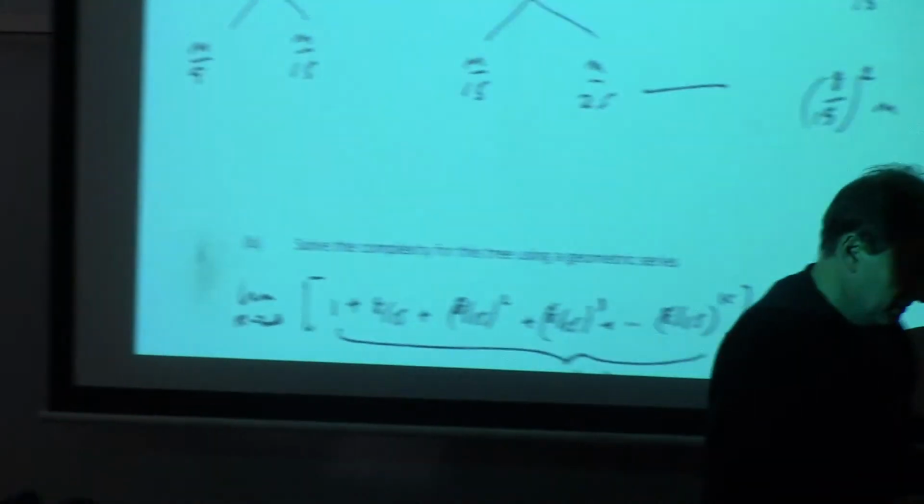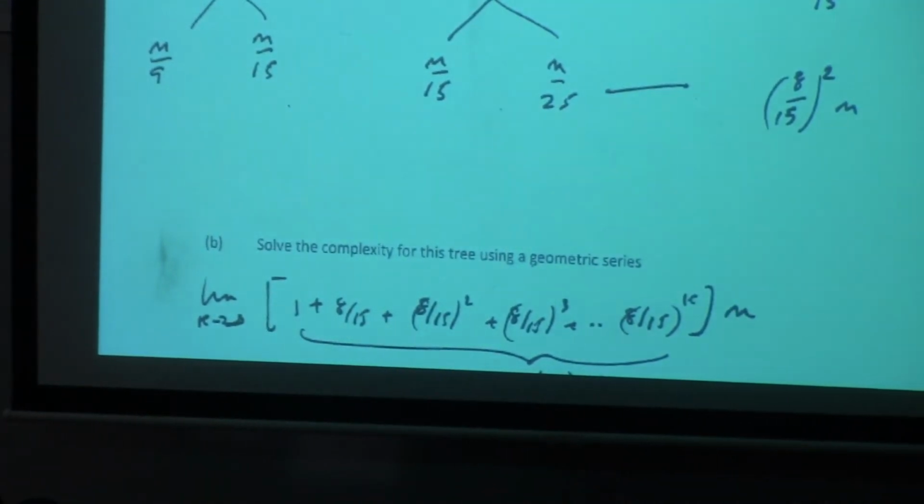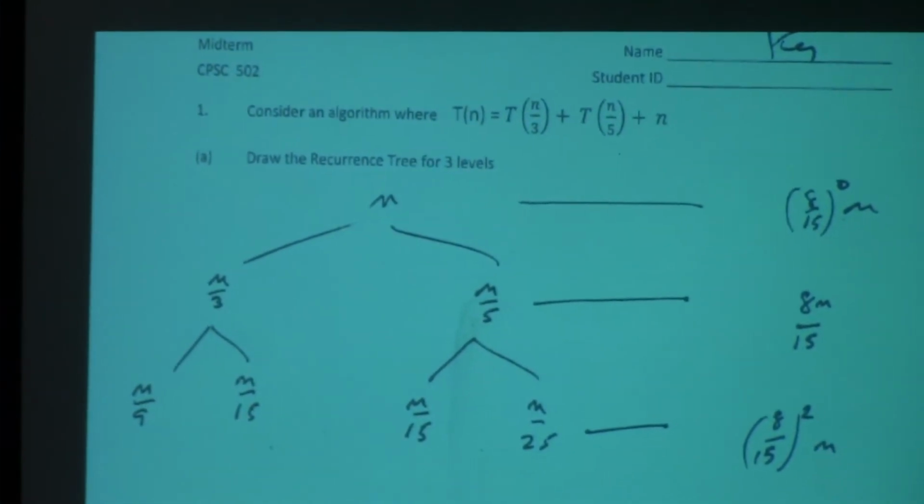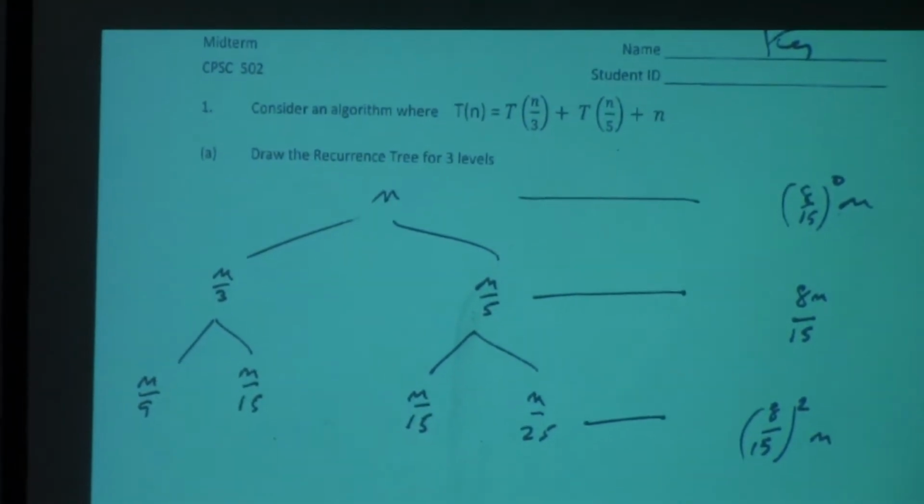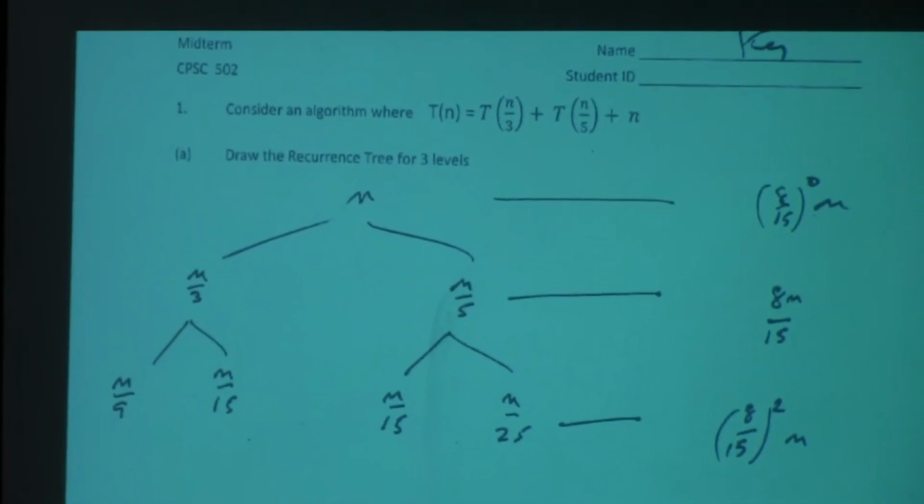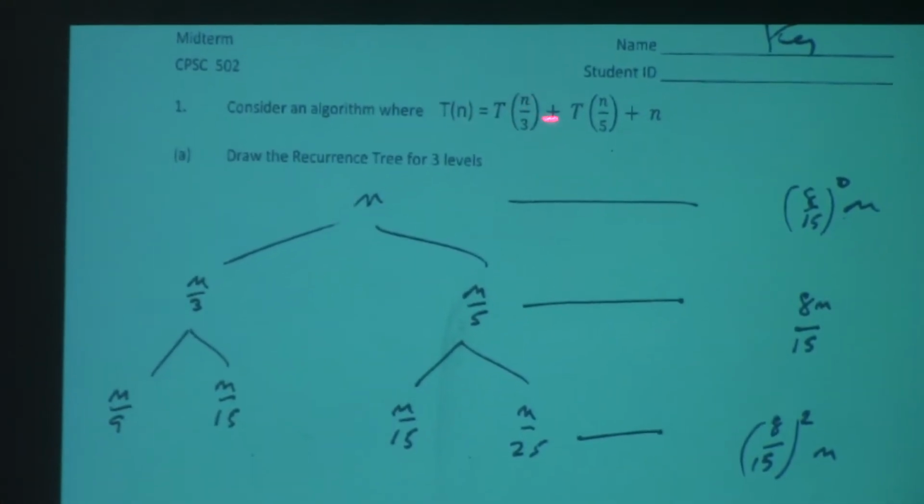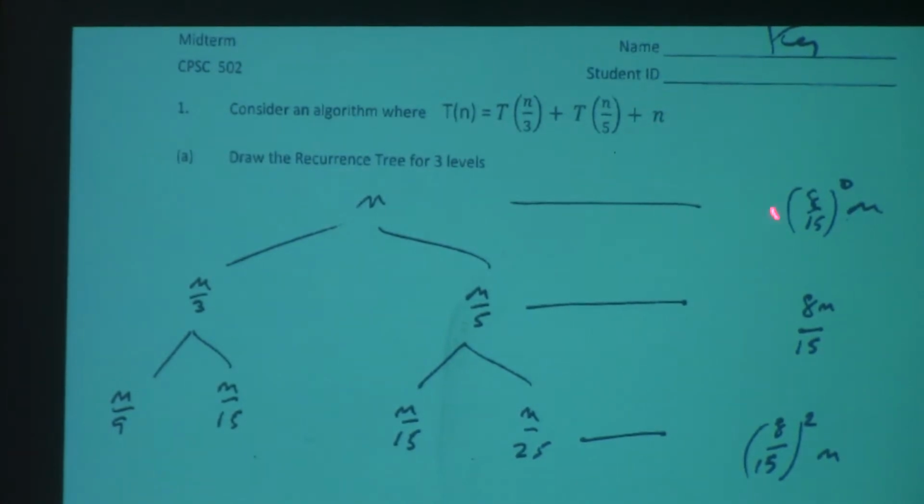I'll show you the solutions. I've done most of the correcting, but not all of it. But this problem seems to go generally well, most people got the idea. We have an algorithm where T of n is a recurrence, and the actual complexity is n. And so we want to draw a recurrence tree for 3 levels. So this is 1, 2, 3 levels.